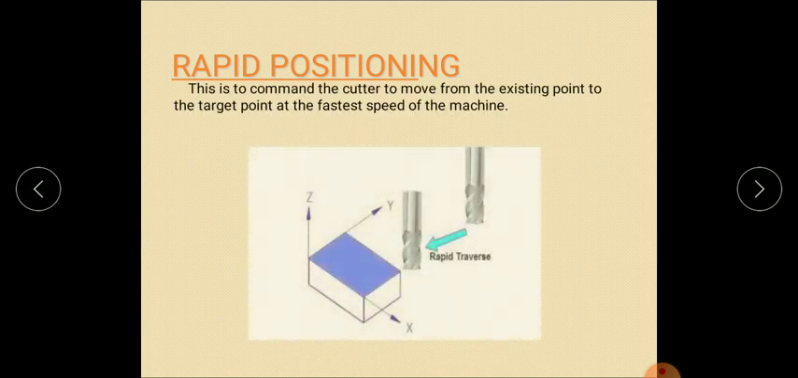Next, rapid positioning. Here the figure is clearly understood. This is the command for the cutter to move from the existing point to the target point at the fastest speed. From this point to this point, it moves with the fastest speed so that the machining operation can start. This is the X axis, Y axis and the Z axis. This is the rapid positioning.